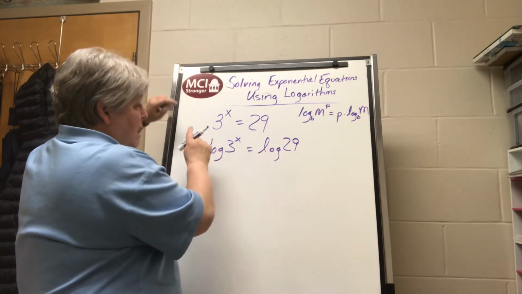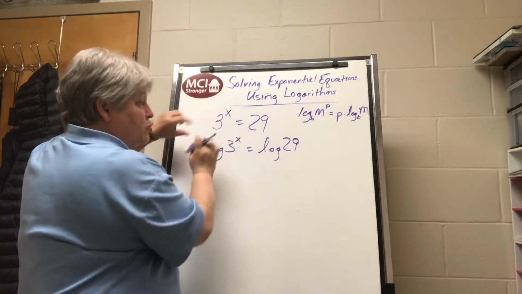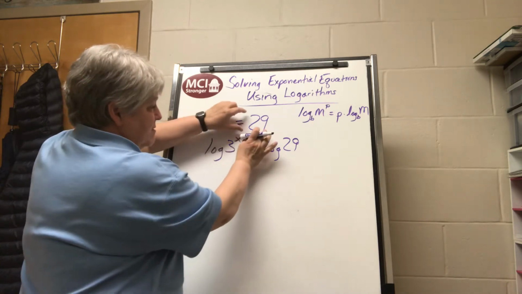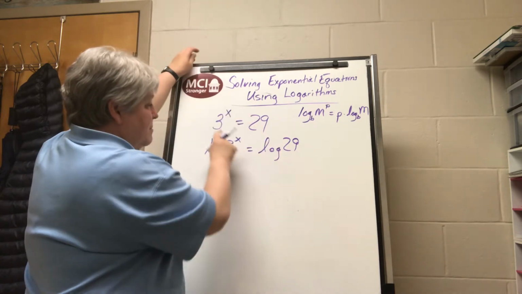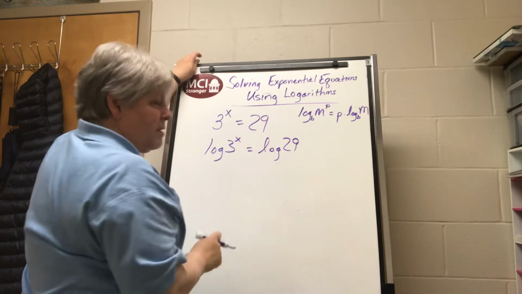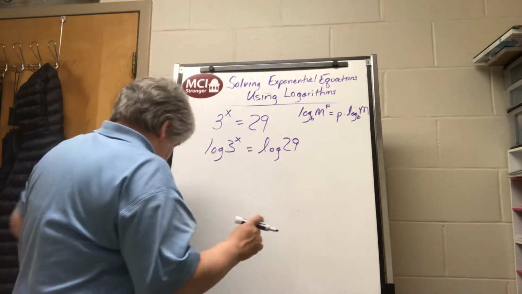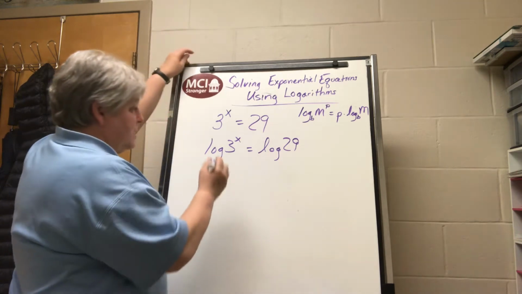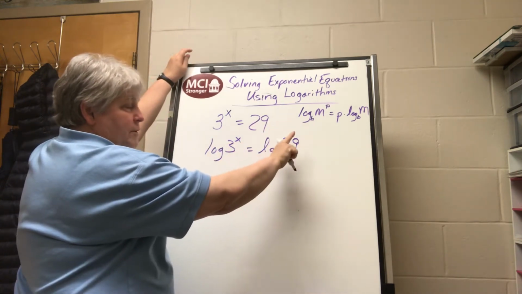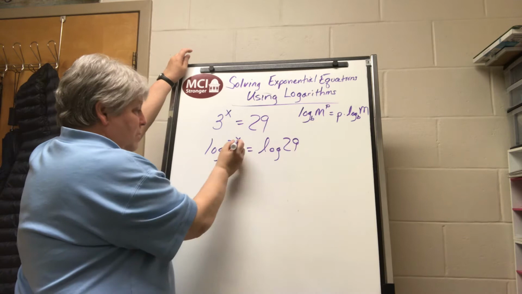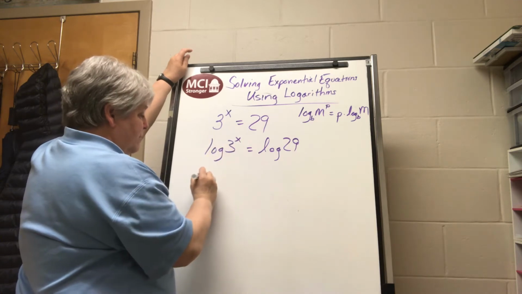So whatever power I raise 10 to get this should be the same as if I raise 10 to get the log to base 10 of this, because these two amounts are the same. The equal sign says so. So I took the log of both sides, and now I'm going to use this property right here. I'm going to bring this exponent down front.